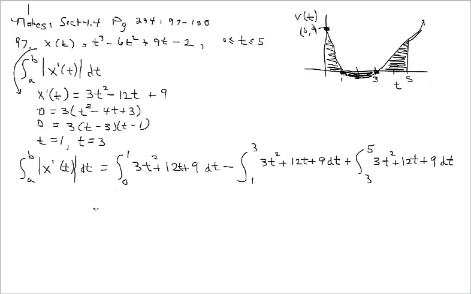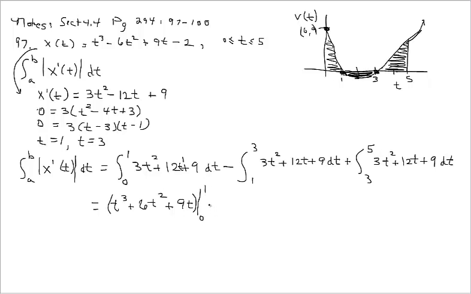Okay, so I'm going to come down here. I'm going to find the antiderivative. So t cubed plus, reverse power rule here, increase the power to 2, divided by 2, 6t squared. Looks like we're going back to the position function. Okay, plus 9t. All of that evaluated from 0 to 1.